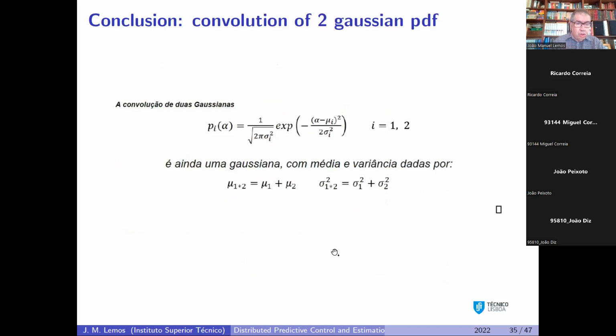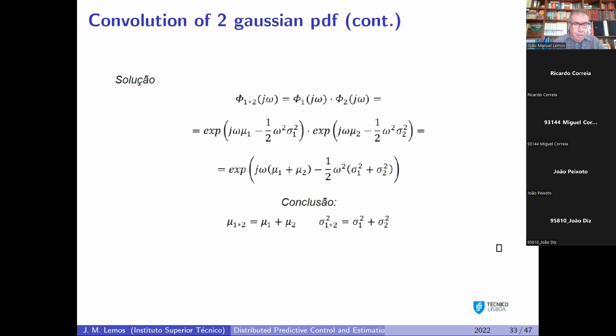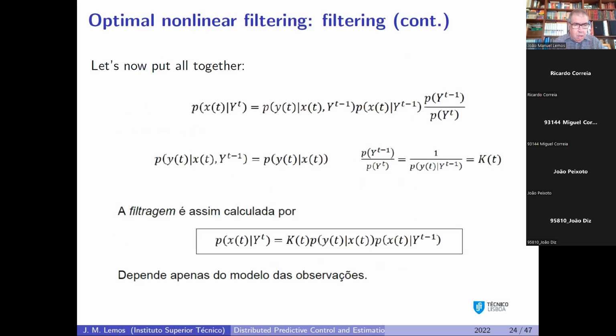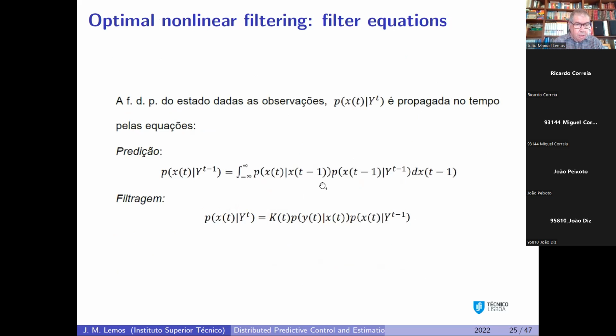When you do a convolution of the same two Gaussian functions, you get an equivalent Gaussian with mean given by the sum of the means, and covariance, which is the sum of the covariances. In the case of the convolution, it's very simple. Convolution defined according to this integral.